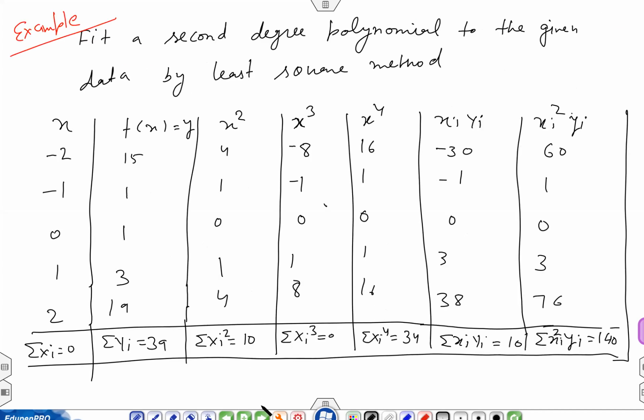Suppose data points are given to you and you have to fit a second degree polynomial to the given data. The data points are x and f(x). For x equal to -2 the value of the function, or y, is 15. At -1 the value is 1, at 0 it is 1, at 1 it is 3, and at x equal to 2 the value is 19. So x is called the independent and y the dependent variable. You have to fit a second degree polynomial.